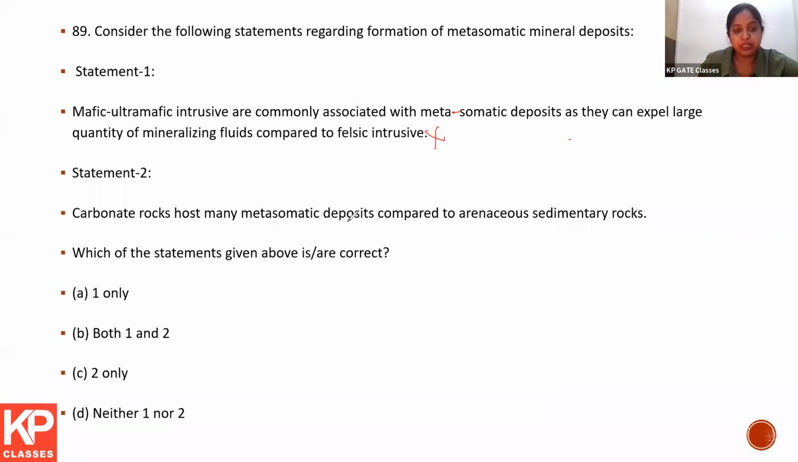Now, second statement, carbonate rocks host metasomatic deposits compared to arenaceous sedimentary rock. Yes, carbonate rocks host many metasomatic deposits. So option C is the right answer. Only statement 2 is the correct statement, which is here. Next question.